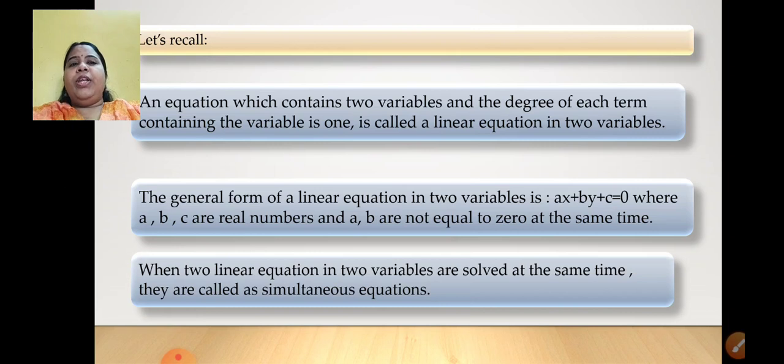Then when two linear equations in two variables are solved at the same time. Now in this chapter we are going to learn solution of simultaneous equation. Now solution cannot be found out with one equation. So we have to consider two equations at the same time. So when that is done, those equations are called as simultaneous linear equations. They are simultaneously solved at the same time, both the equations.